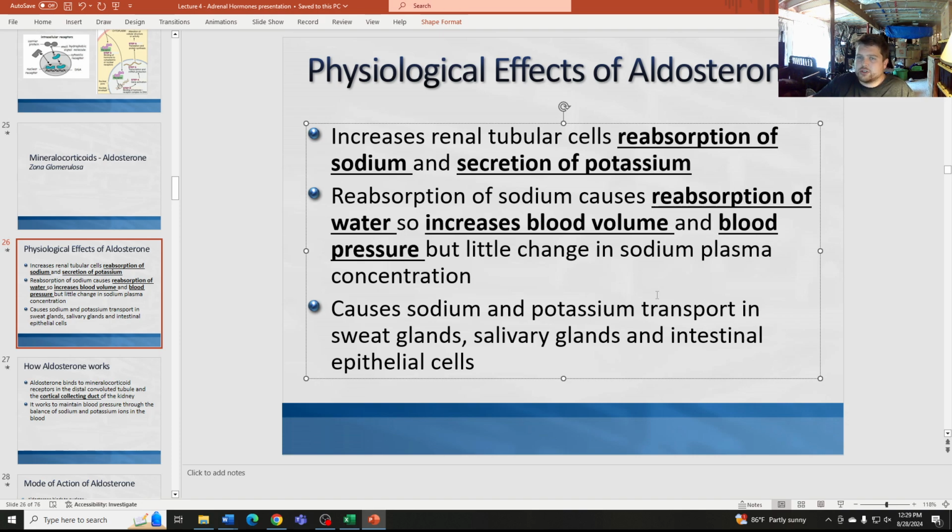So it kind of exchanges the sodium for the potassium in order to maintain our blood serum sodium levels. So the reabsorption of the sodium causes reabsorption of water because the water is going to follow that sodium to increase blood volume as well as increasing blood pressure.